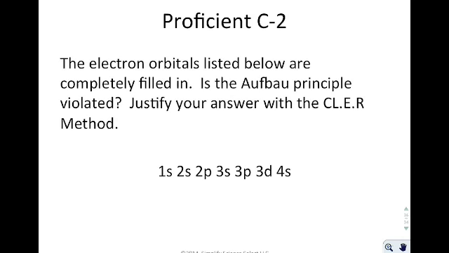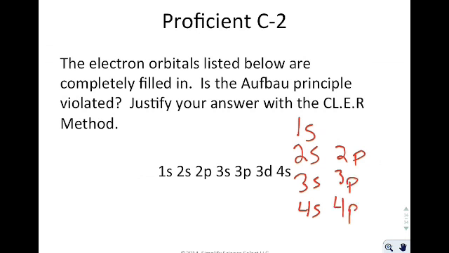The proficient level question says, the electron orbitals listed below are completely filled in. Is the Aufbau principle violated? Justify your answer using the CER method. In this case, it says 1s, 2s, 2p, 3s, 3p, 3d, 4s. Now remember, when we drew this out, if you're looking at the Aufbau principle, you draw these orbitals out, and then you say 2p, 3p, 4p, and then you would begin with 3d and 4d. It fills in this order.